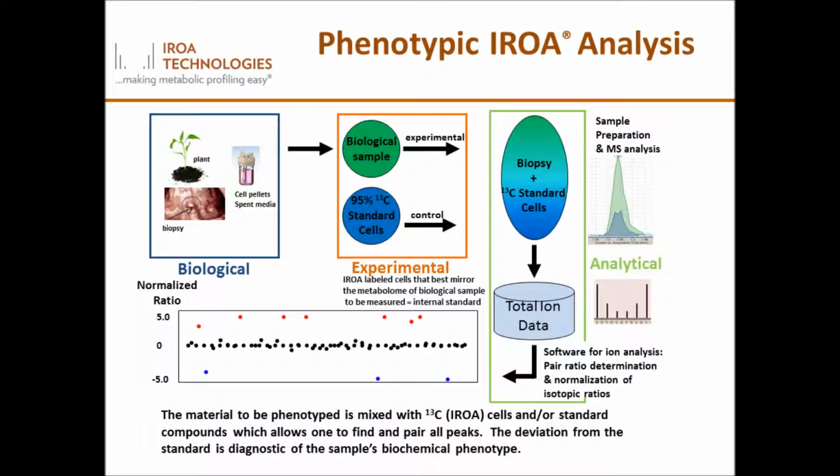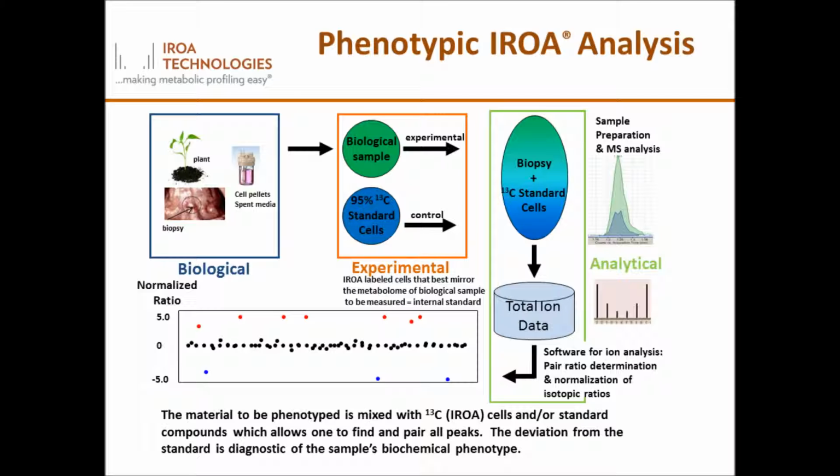In the Phenotypic IROA experiment, the control or standard is isotopically labeled using IROA C13 media. An ideal standard is one that represents the entire metabolome of the fluid or tissue under study. For example, if interrogating the metabolome in pancreatic tissue, identification of metabolites can be achieved using an IROA-grown pancreatic cell line as a complex internal standard.